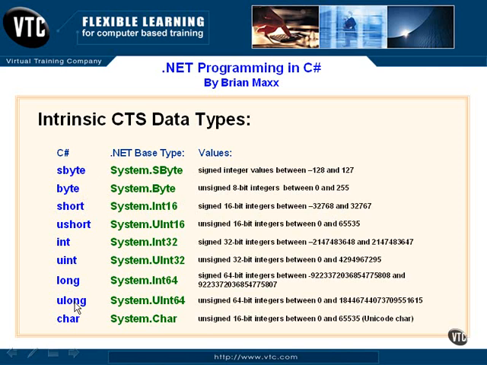So very, very easy. If you want to stay CLS compliant, for the most part, there are other issues. Stay away from the unsigned, except for the byte, which is also unsigned, but that is CLS compliant. So quick and easy. We'll get more into CLS compliance and other issues as we move forward into working with classes and objects.